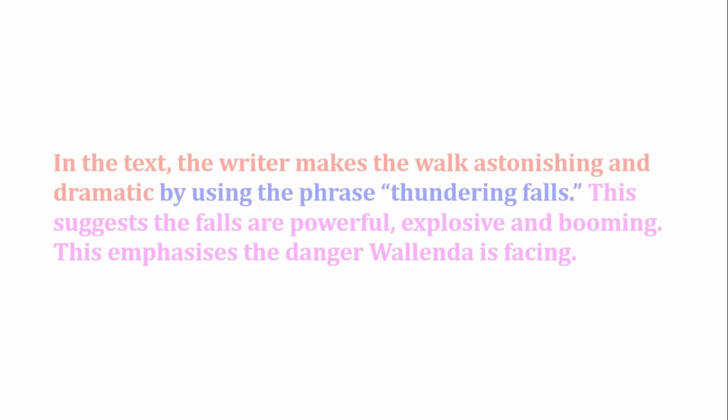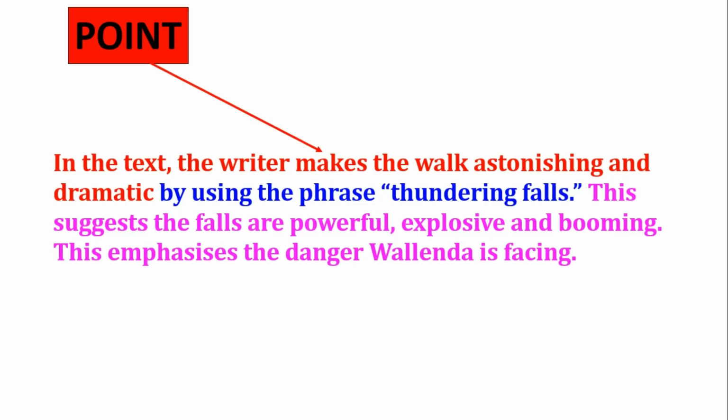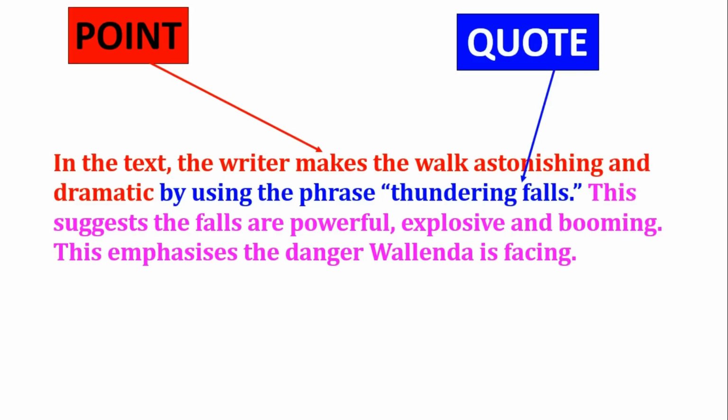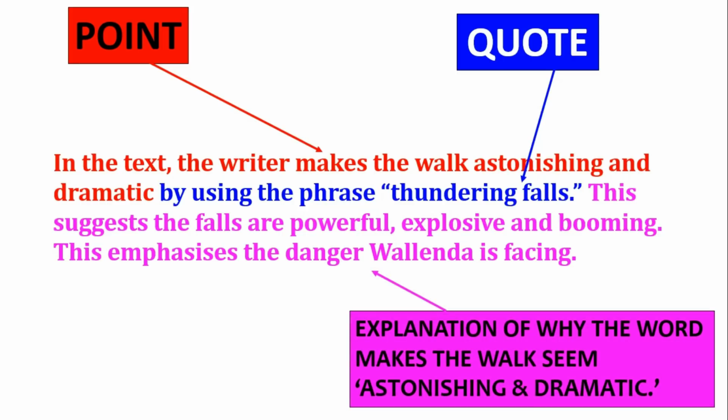Okay, so let's look into more detail. My point is that the writer makes it astonishing and dramatic. I'm probably going to use that as a sentence starter nearly every time I do a PE. Don't worry about sounding boring, it'll give a nice structure to your answers. By using the phrase thundering falls, that's my quote. And then my pink is my explanation, saying why the quote is being used and what the connotations of the word are. I put this suggests the falls are powerful, explosive and booming. This emphasises the danger. So there is my explanation of why that phrase makes the walk seem astonishing and dramatic.